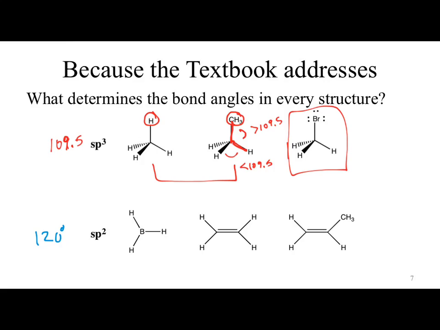What's the difference between that last structure and any of the other two? Bromine's bigger. So what would we expect to happen to this bond angle now? We would expect it to get bigger, right? Because of that bromine occupying more space. So let's go back to, this one might be a stretch. I don't know if I expected you guys to know this difference.